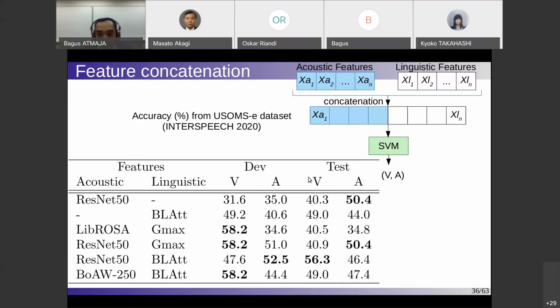However, in the test set, we only obtain improvement in valence. Here the valence prediction is 40 from acoustic or 49 from linguistic, but we improve it to 56 using fusion of acoustic and linguistic. But in arousal, the result is the same. In development, though, we improve it.